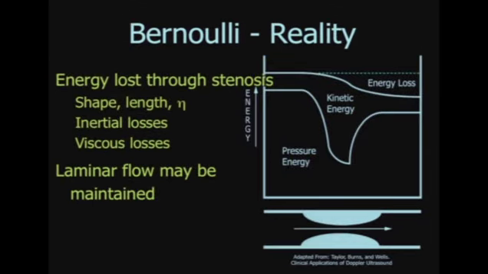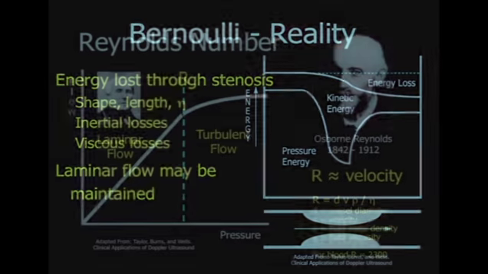So here's what happens really with Bernoulli's principle in reality. As you move through a stenosis, the energy goes up, but you never quite come back to where you were. There's always a little bit of energy loss, and that depends upon the shape of the stenosis, the length, the viscosity of the fluid, the inertial and viscous losses. But laminar flow may still be maintained. So when you come out on the other side of a stenosis, you still have enough energy to perfuse whatever downstream organ you're concerned about.